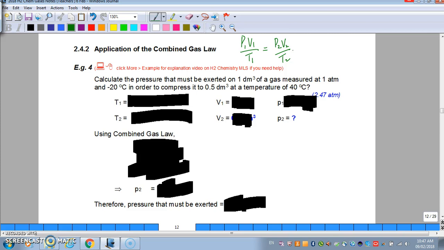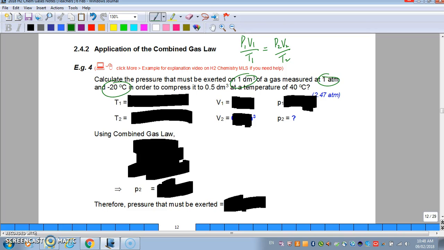So here I have a pressure exerted on 1 dm cube. Calculate the pressure that must be exerted on 1 dm cube of a gas measured at 1 atm and minus 20 degrees Celsius in order to compress it to 0.5 dm cube at a temperature of 40 degrees Celsius.